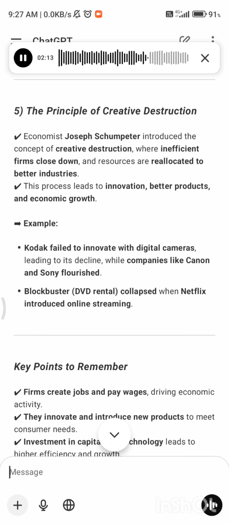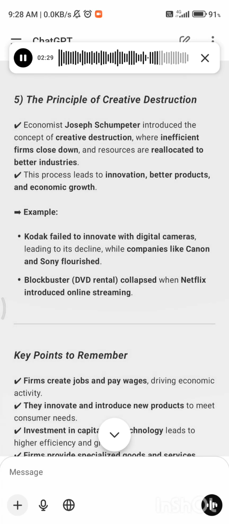5. The principle of creative destruction. Economist Joseph Schumpeter introduced the concept of creative destruction, where inefficient firms close down and resources are reallocated to better industries. This process leads to innovation, better products, and economic growth.